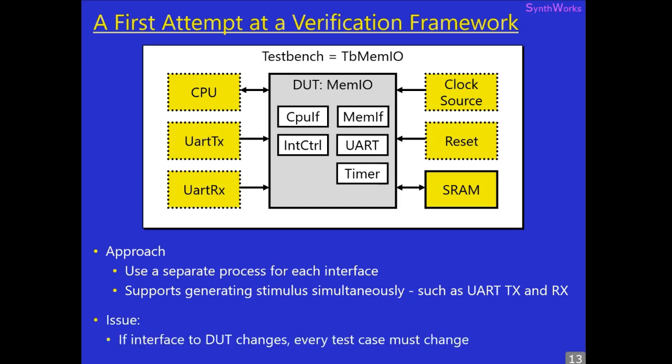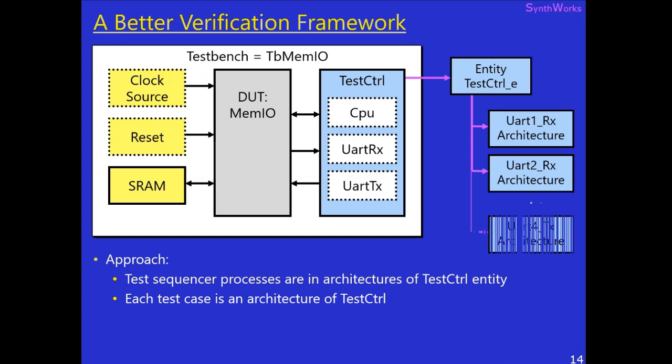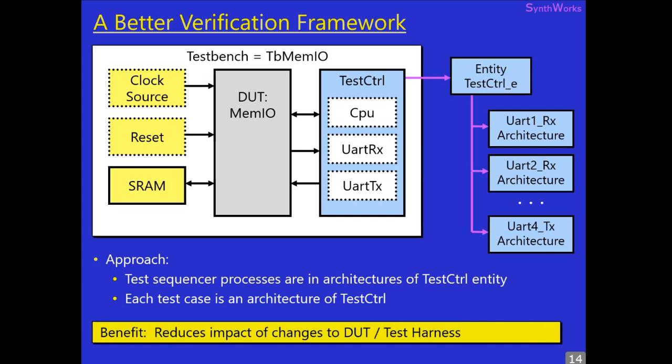So now the limitation to this one is if the DUT interface changes and it's a non-breaking change for the sequences in here, the processes that are driving the interfaces, well, still we're going to have to change every test bench anyway, because we instanced the DUT here. So we want to get away from that. And so what we can do is refactor everything that's driving interfaces into a separate entity and architecture. And then our test cases become architectures of this. And so now we're a little bit more immune to what's going on in a DUT test harness.